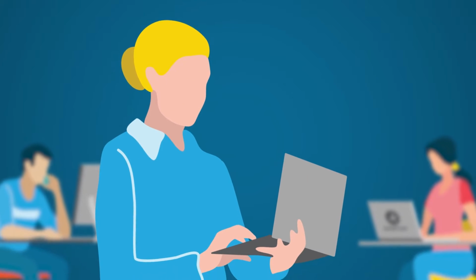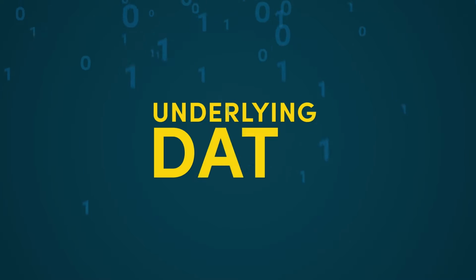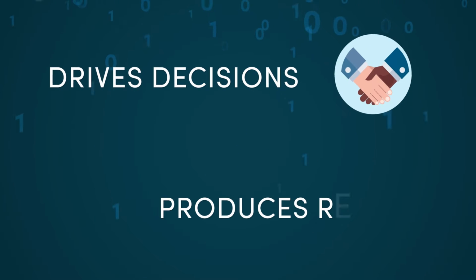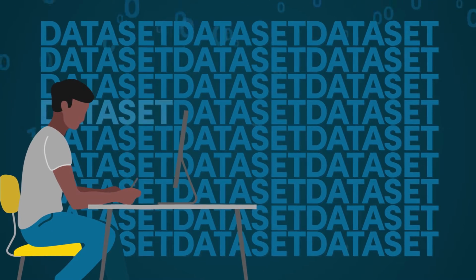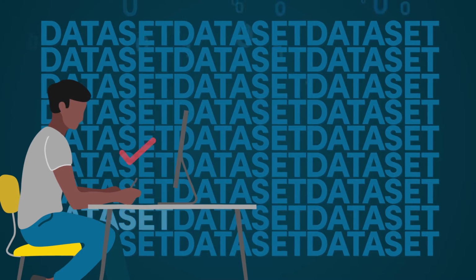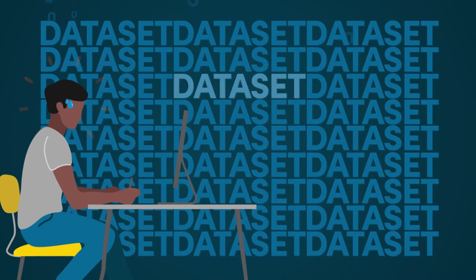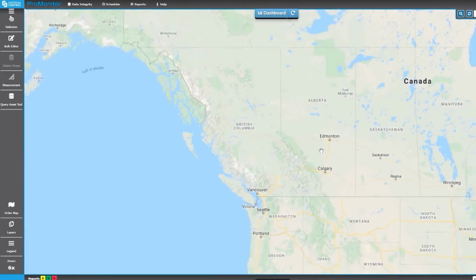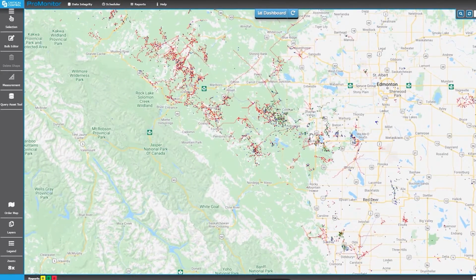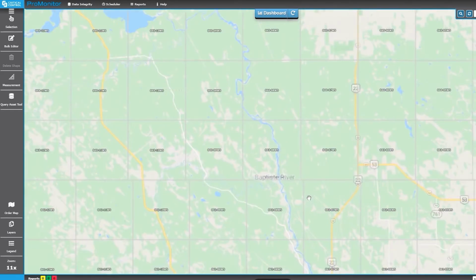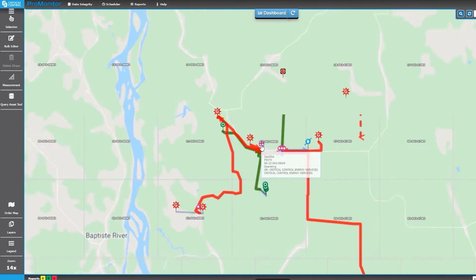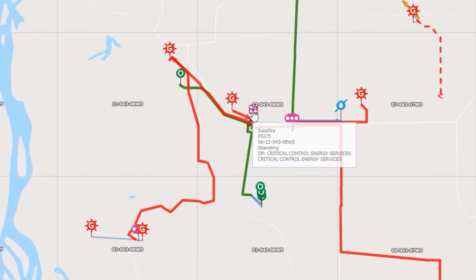At the core of all pipeline integrity programs is the underlying data that drives decisions and produces results. An ever-growing number of datasets are required to be included and regularly updated to have a comprehensive pipeline integrity program. No longer is it feasible to maintain static datasets that require manual updates once a year. ProMonitor provides you, right out of the box, with a baseline dataset derived from publicly available information. Users can then override the baseline data with validated private data on a regular basis through automatic data imports or direct connections to other critical control products.